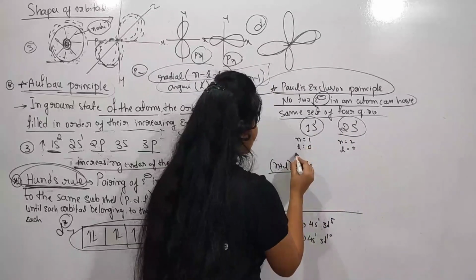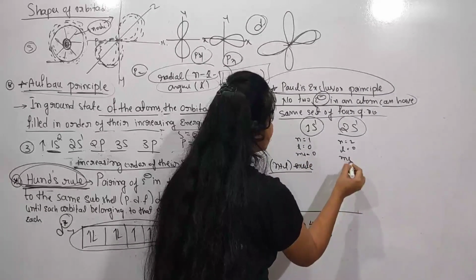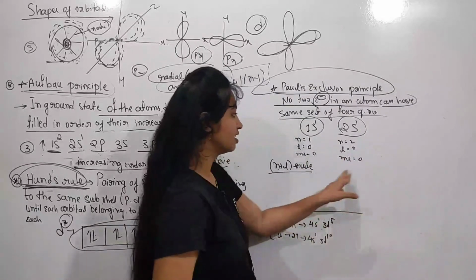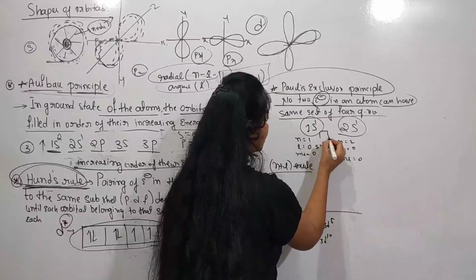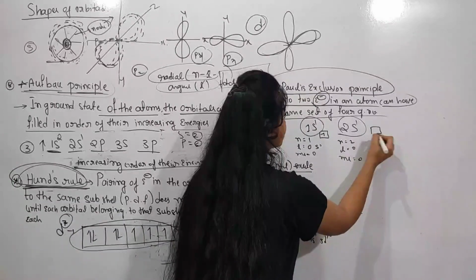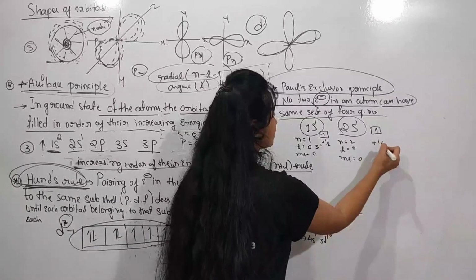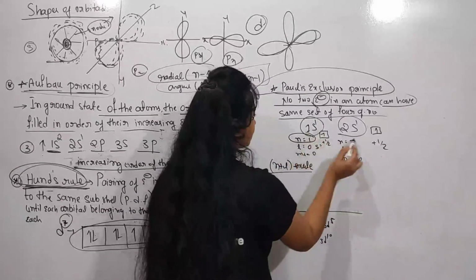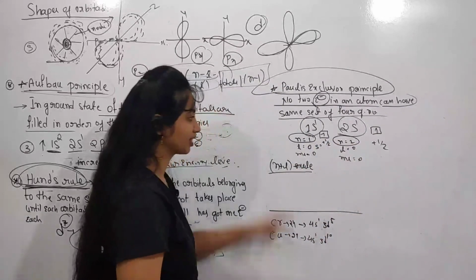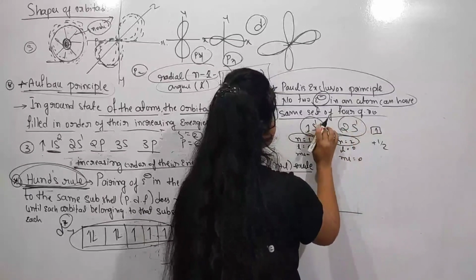And the magnetic quantum number ML is also 0 for both. The spin quantum number S is plus half and plus half. But observe here that the principal quantum number changes. The principal quantum number is different. I wish to give another example of this.